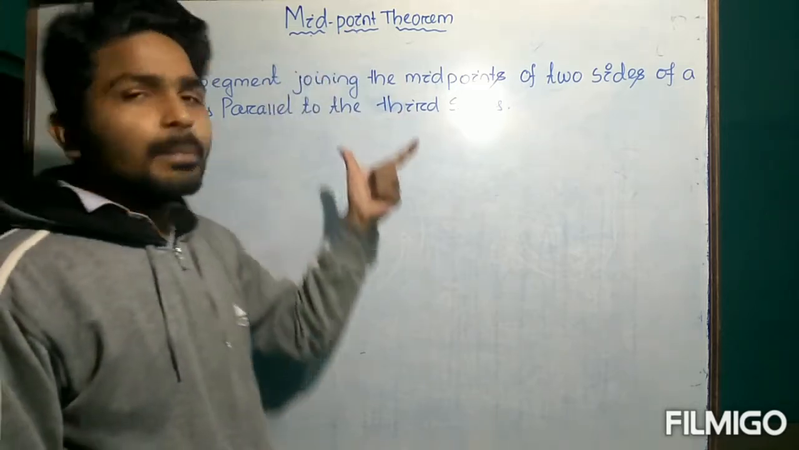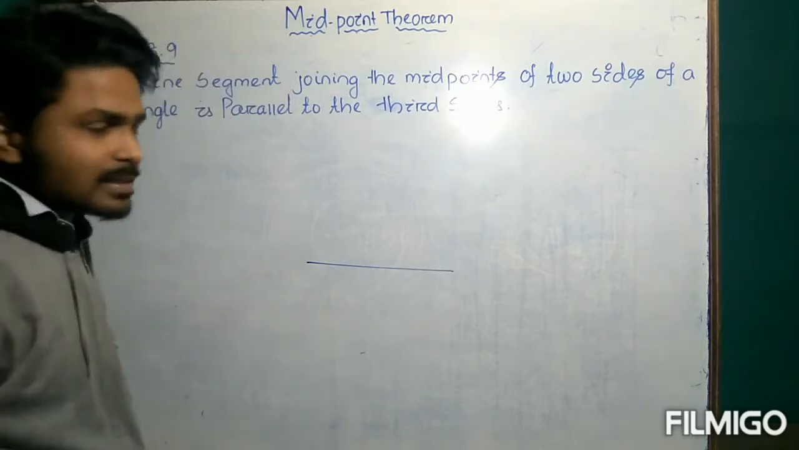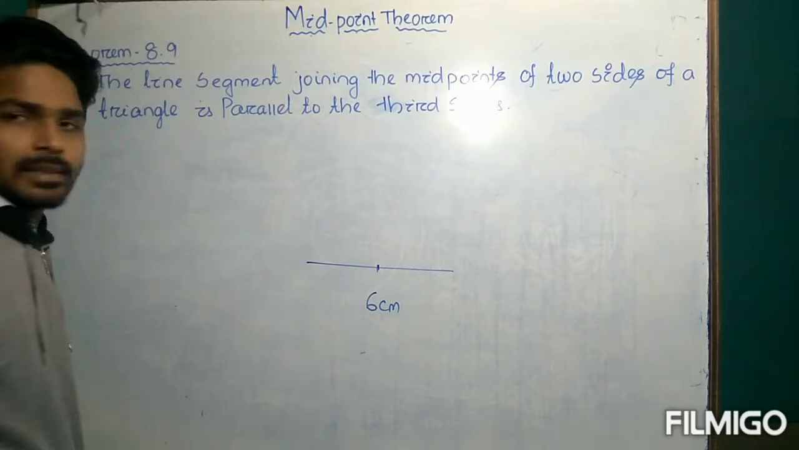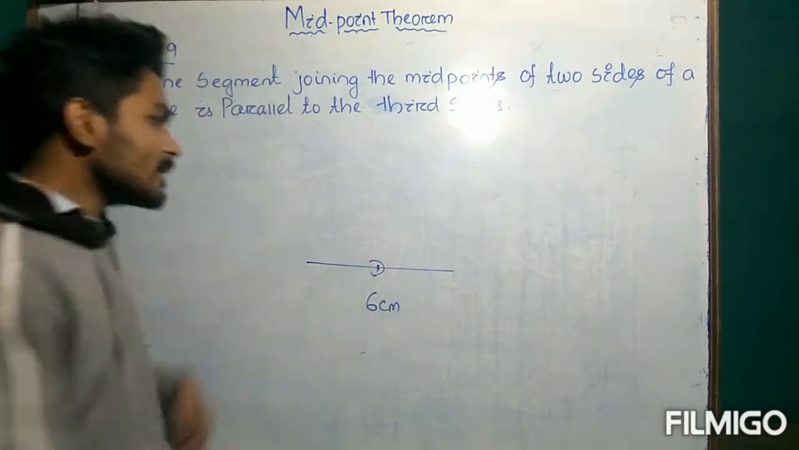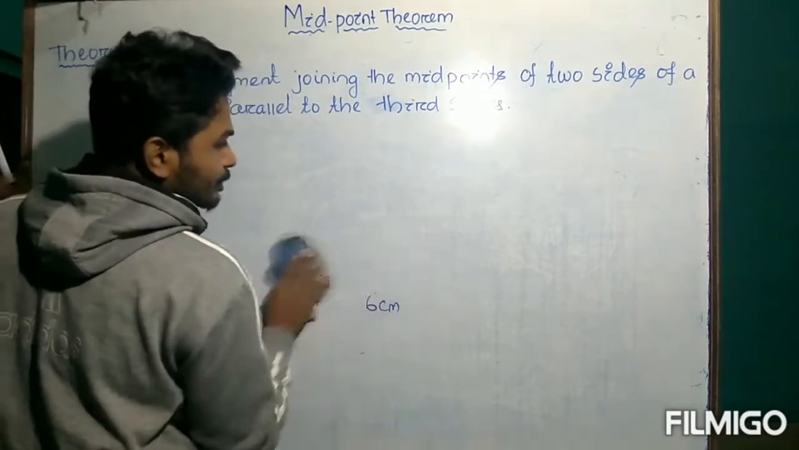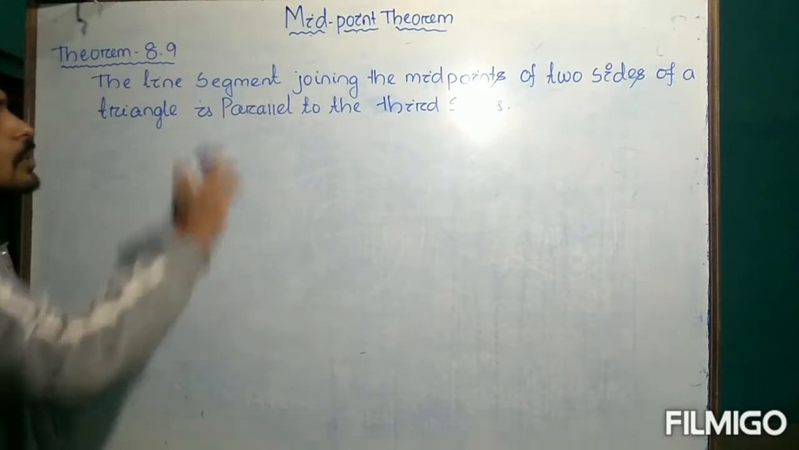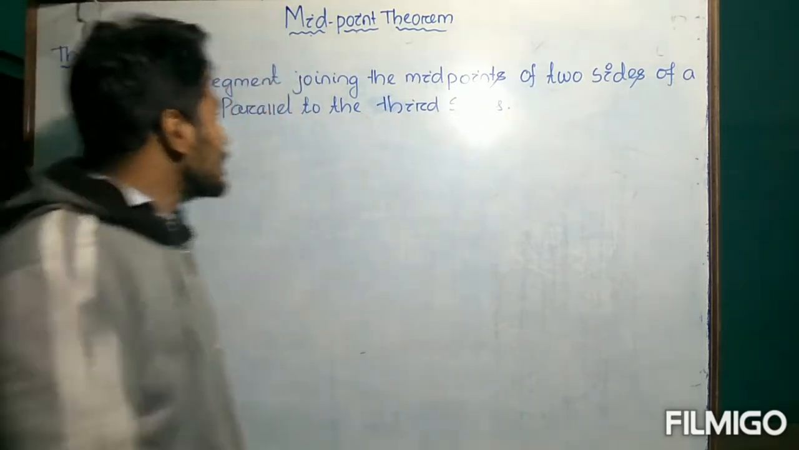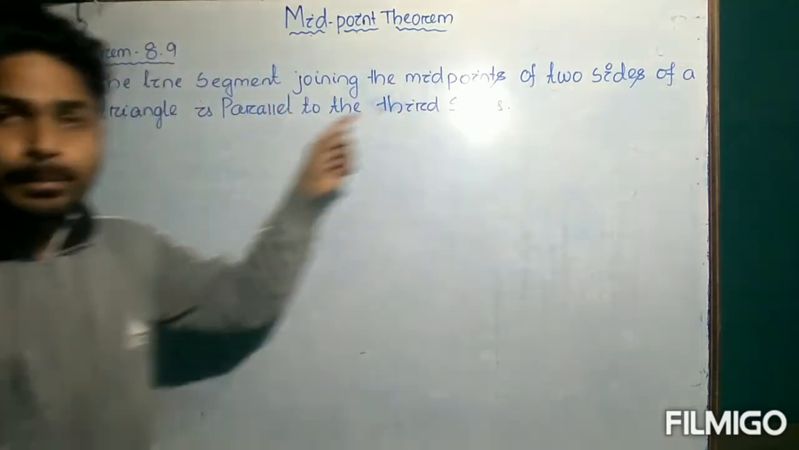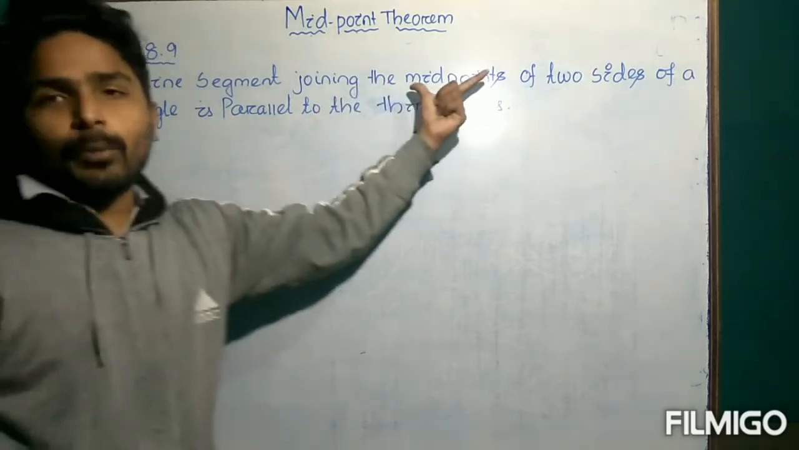We already know what is the meaning of midpoint. Midpoint means if there is a line of some particular distance, let's say suppose this is 6 centimeter, then we have to find the middle point of this line, which is known as midpoint. So this theorem is based on this middle point. Let's understand. The statement is: the line segment joining the midpoints of two sides of a triangle is parallel to the third side. So the statement is about a triangle, it is about parallel lines, it is about midpoints.